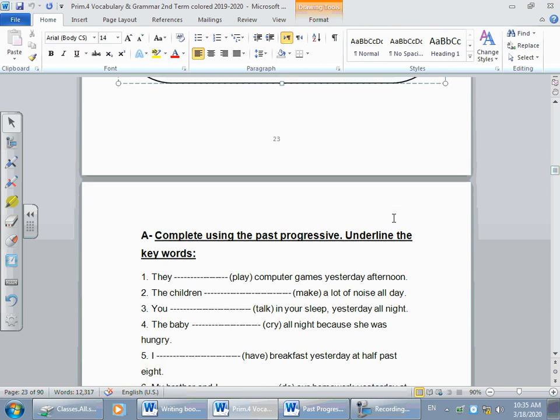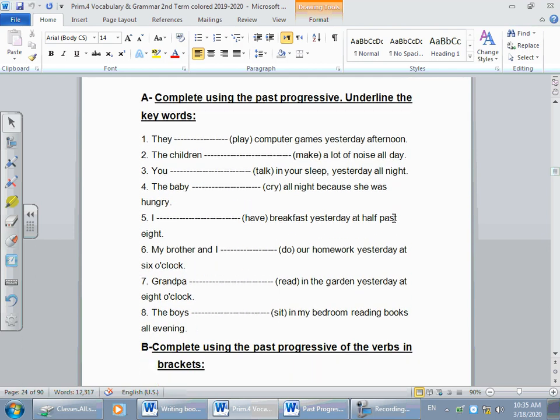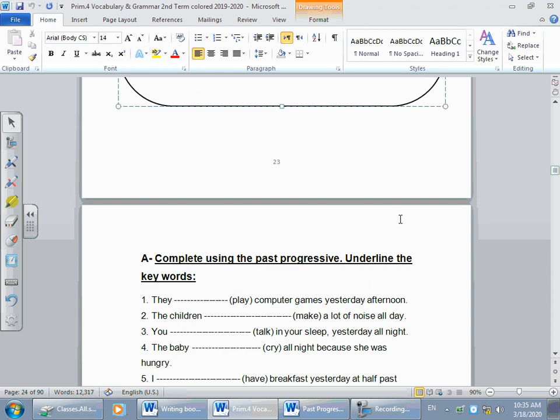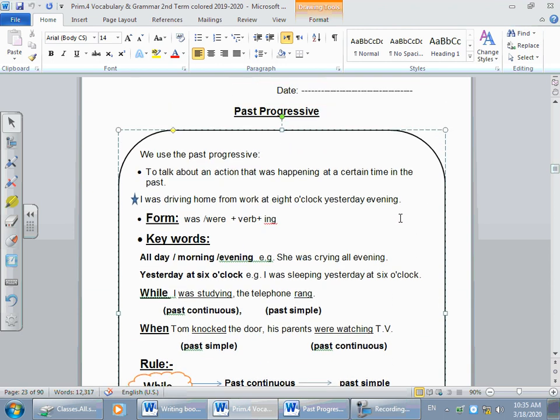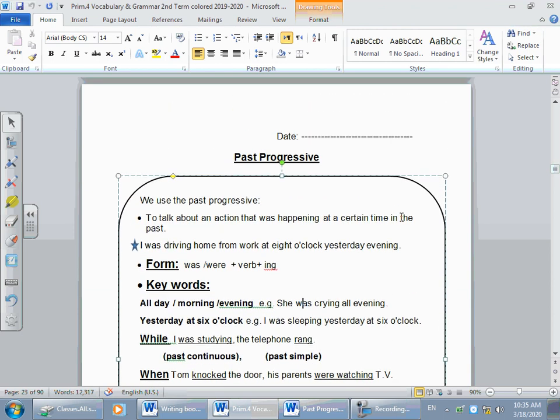Now we want to apply what we have taken, but let me rephrase first. Past progressive is a tense of a verb that happened in the past at a specific time in the past. Okay, and we have an example like I was driving home from work at 8 o'clock yesterday evening. So this means that we were very specific about the time of the verb.